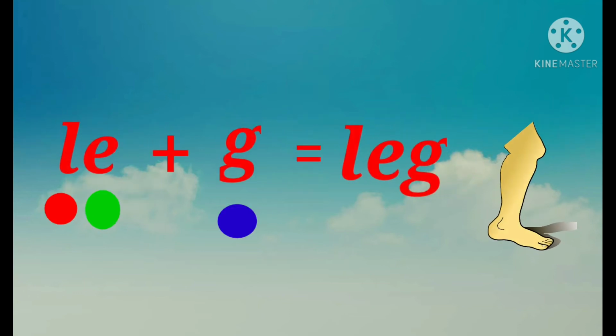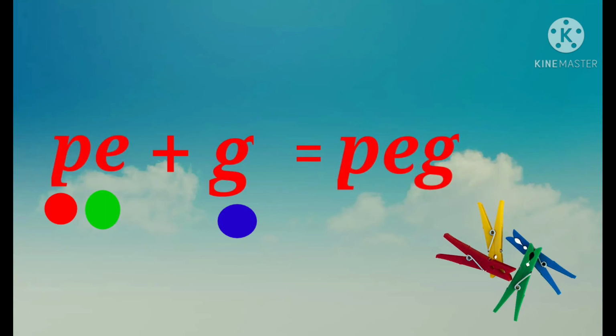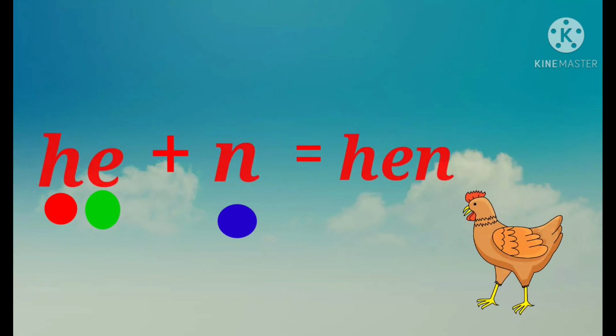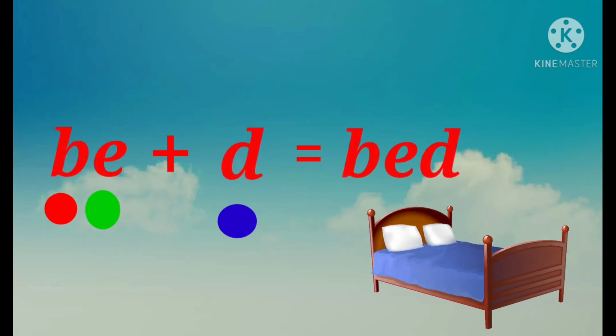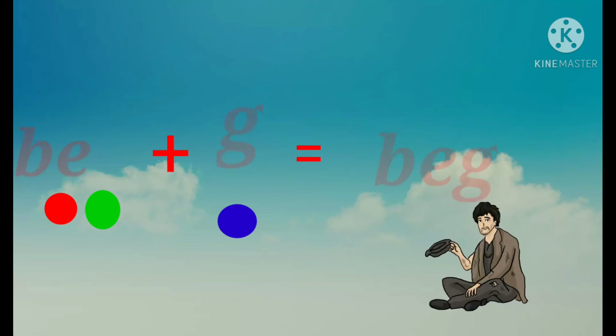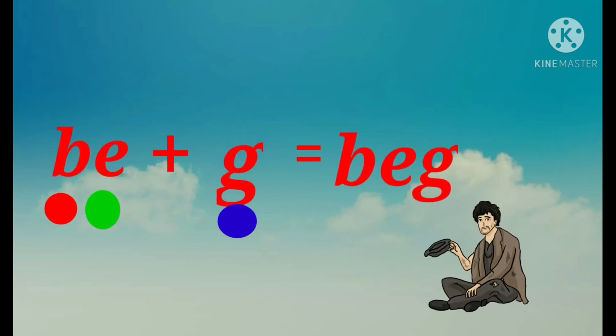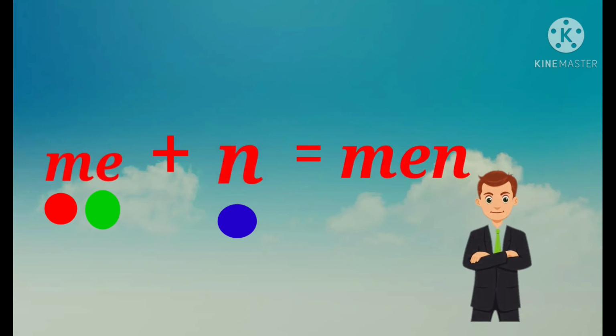Le, g, leg. Pe, g, peg. He, n, hen. Be, d, bed. Be, g, beg. Me, n, men.